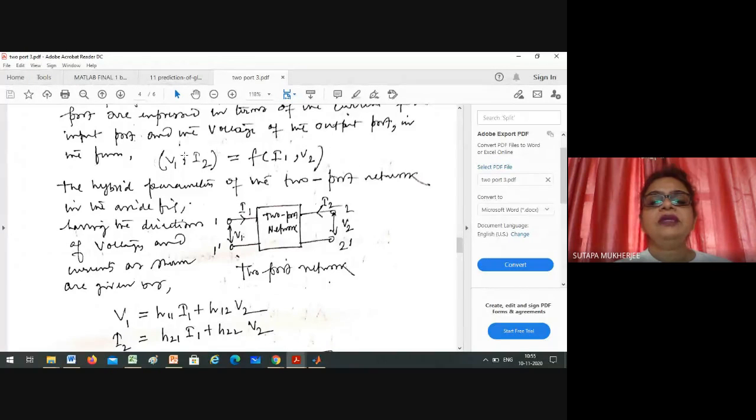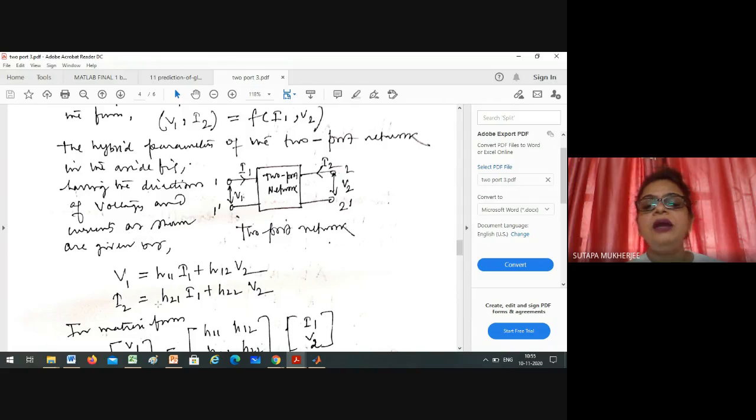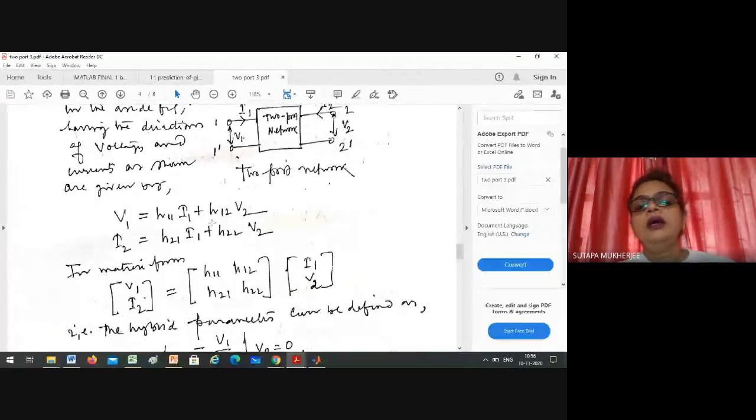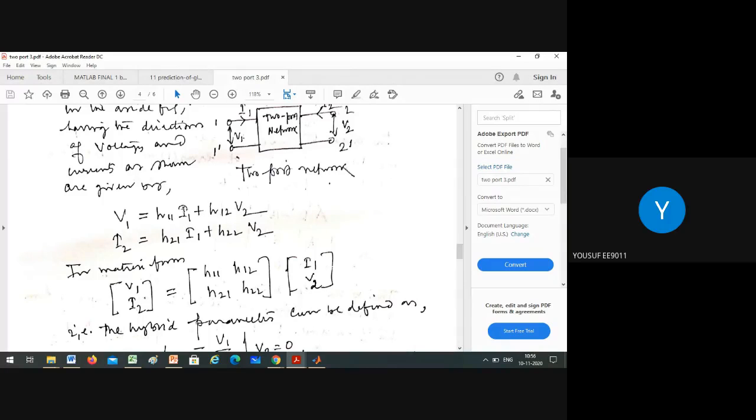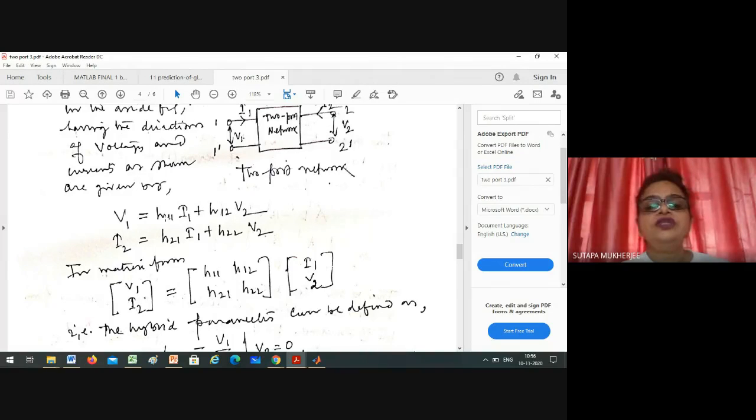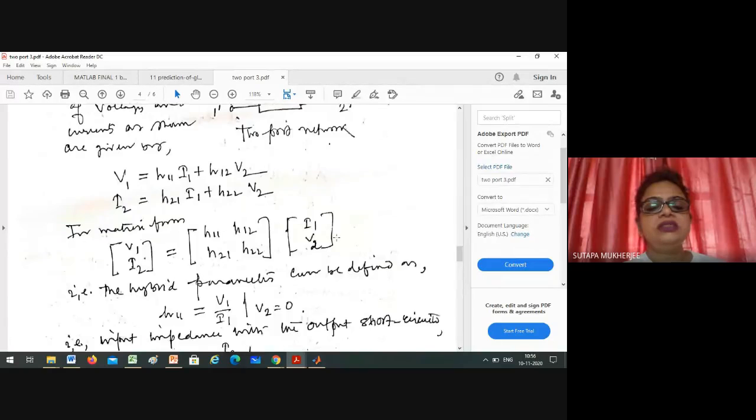So you have to remember the function V1, I2 equal to this, and if you remember the function, then definitely you will be able to get the equation and the matrix form. From this equation it is very clear: if one parameter is 0, you will get two parameters. When V2 equals 0, you get H11 and H21, and when I1 equals 0, you will get H12 and H22. Up to this it is clear.